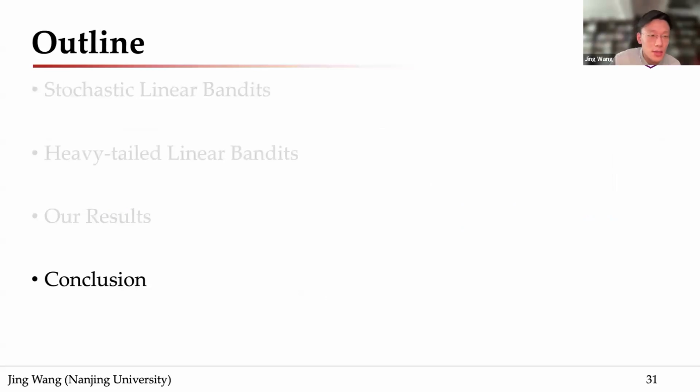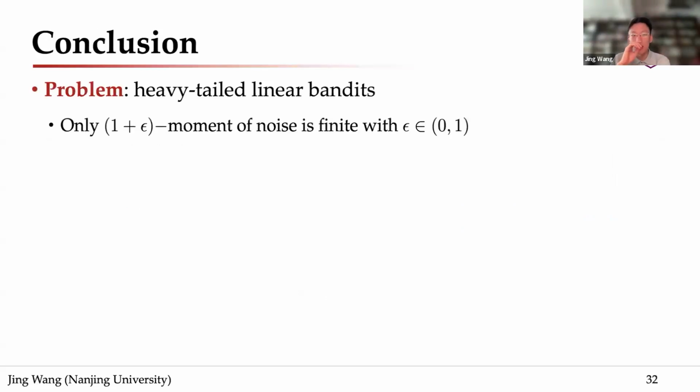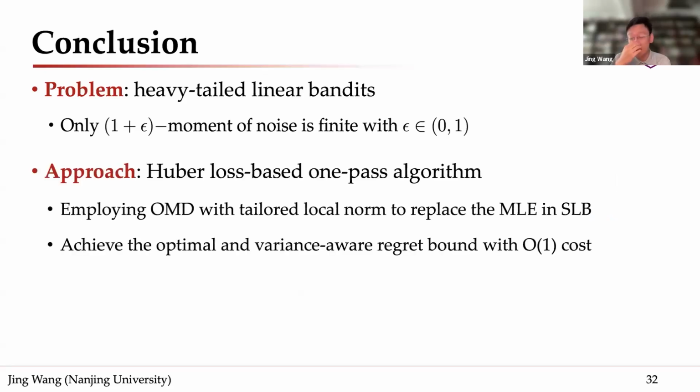So finally, the conclusion. We consider the heavy-tailed linear bandits where only the one plus epsilon moment of the noise is finite, where epsilon is a number in 0 to 1. And our approach is a Huber loss-based one-pass algorithm, where we employ OMD with a tiered local norm to replace the MLE in SLB, stochastic linear bandits. So we can achieve the optimal and instance-dependent regret bound with only O(1) cost, where we only consider the dependency on T.